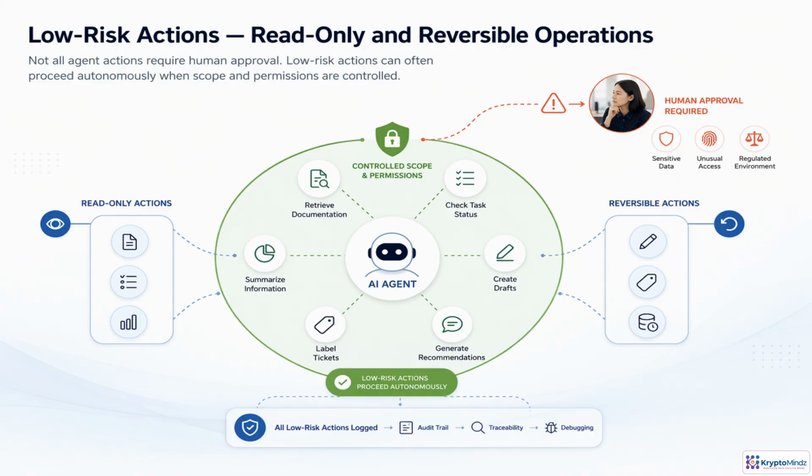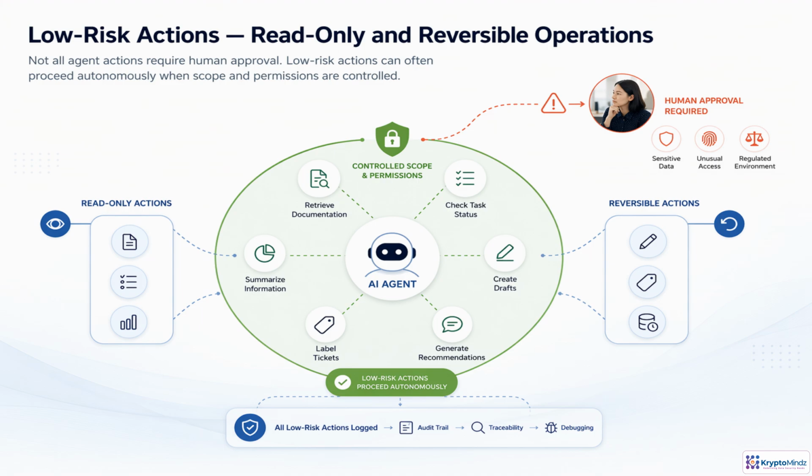Low-risk autonomy starts with a basic distinction. Can the agent only observe, or can it make a change that is easy to undo? Read-only work, like retrieving documentation, checking status, or summarizing non-sensitive information, usually needs less friction. Reversible work, such as creating drafts, labeling tickets, or updating temporary metadata, can also be safe when permissions are narrow.